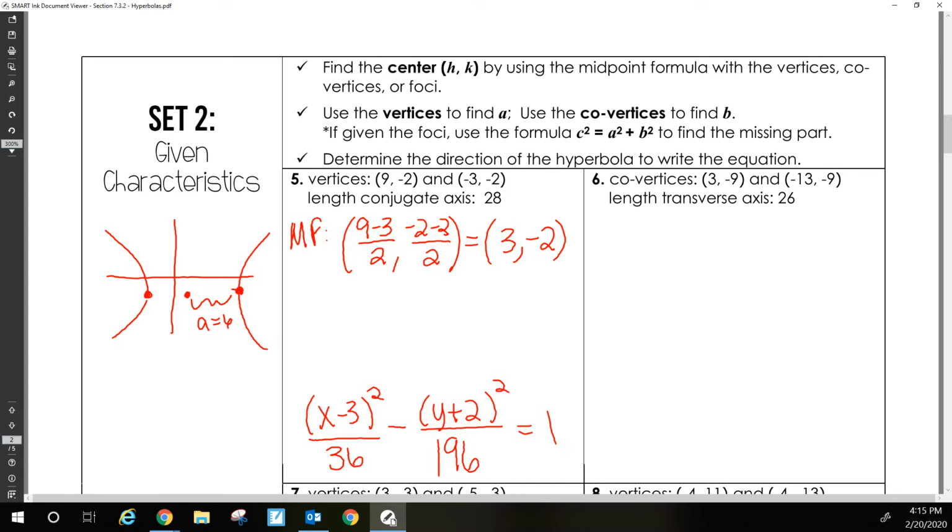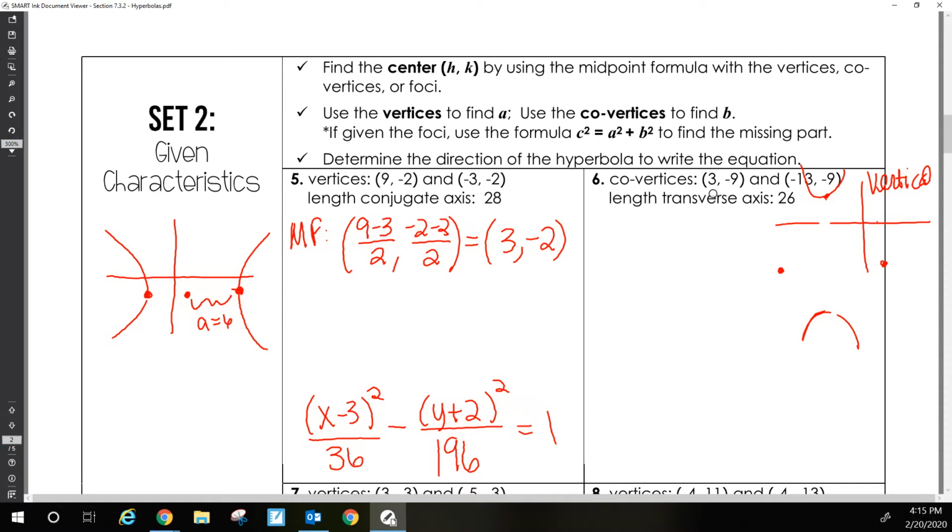All right, number 6. This time we're given co-vertices. Where do the co-vertices lie? On that conjugate axis. So if our co-vertices are 3, negative 9, and negative 13, negative 9, this is my conjugate axis, which means our transverse axis is this direction. So this is going to be a vertical. So somewhere up here and down here, I'm going to have my vertices, and this guy's going to open up or down. Why? Because the co-vertices are not the ones where we open up at. We open up at our vertices.